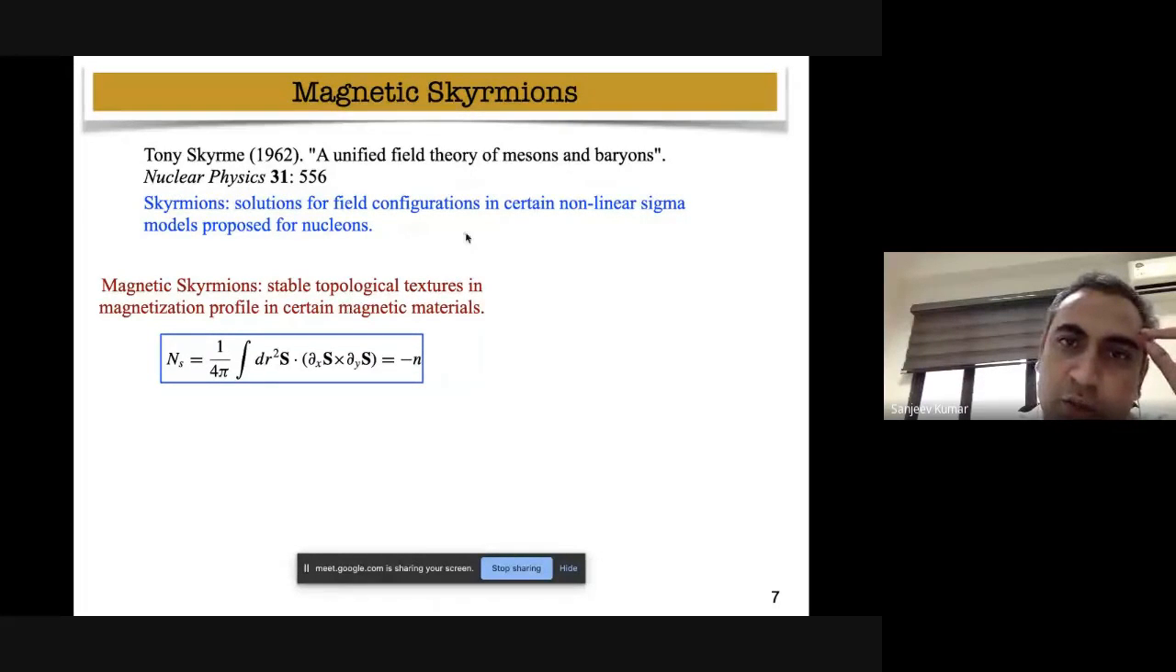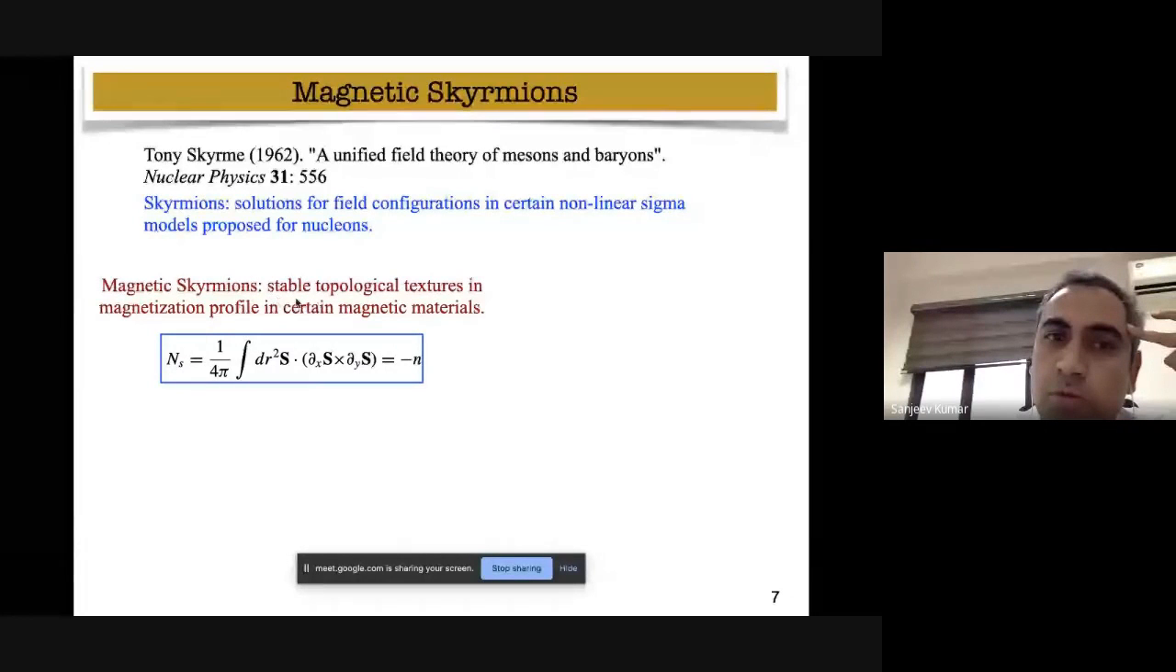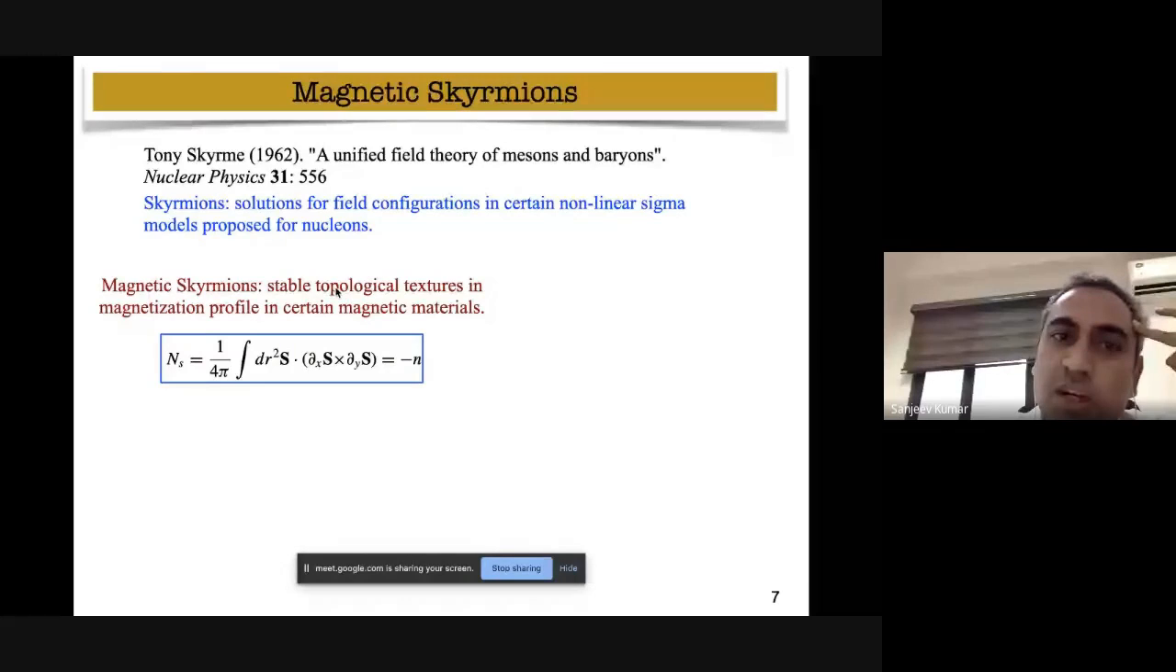The connection is this theory was written for a three-component scalar field, and here a magnetization can be thought of as a three-component object. So magnetization is a vector at each site. So the magnetization field is basically a three-component object. So the X component, Y component, and Z component of the magnetization can vary in a very complicated way. And such complicated variations have been seen.